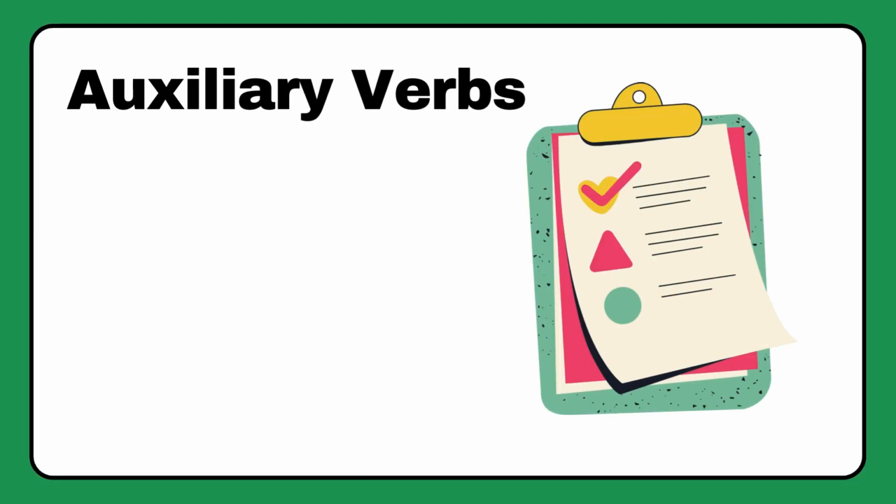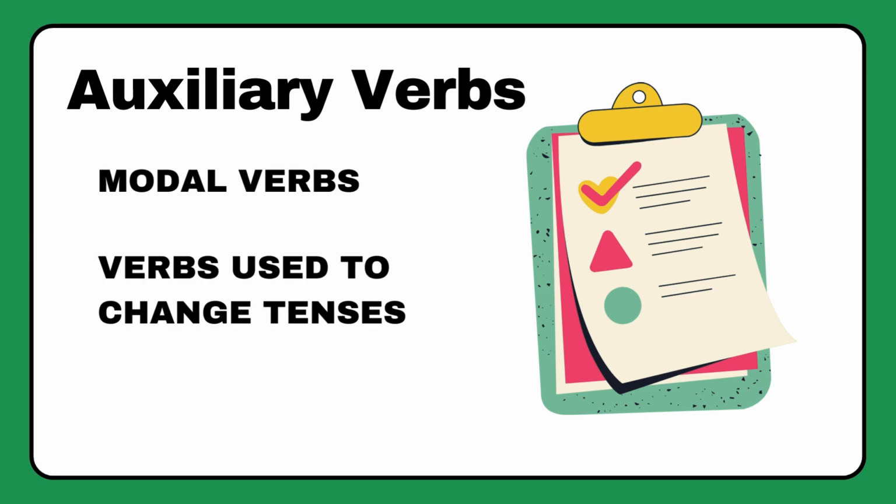Another type of verbs we use in English are auxiliary verbs. Auxiliary verbs are used to change or modify the meaning of the main verb. Usually, they do not exist on their own, only with another main verb. They are also called helping verbs. Auxiliary verbs include modal verbs, verbs used for different tenses like have, for forming the present perfect, and the verb do.